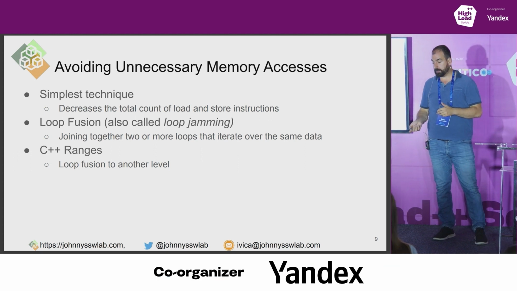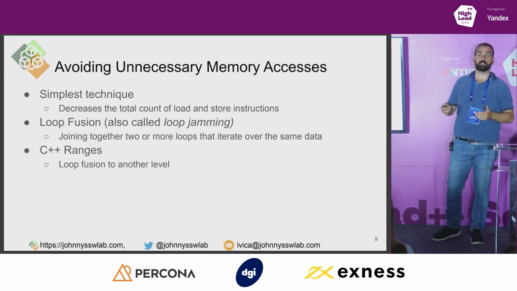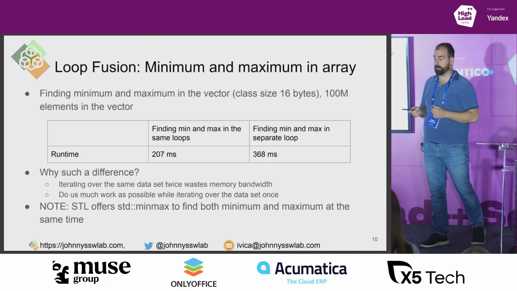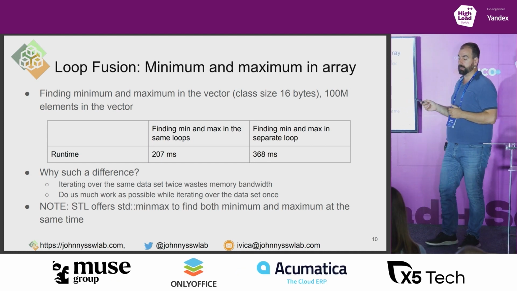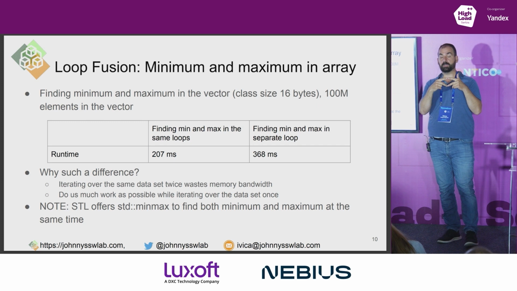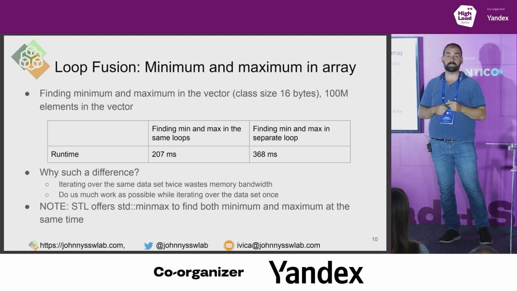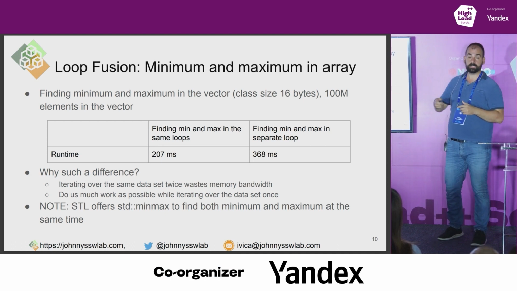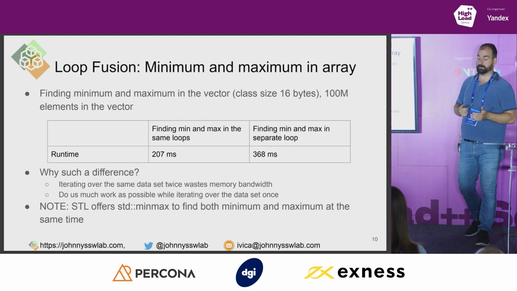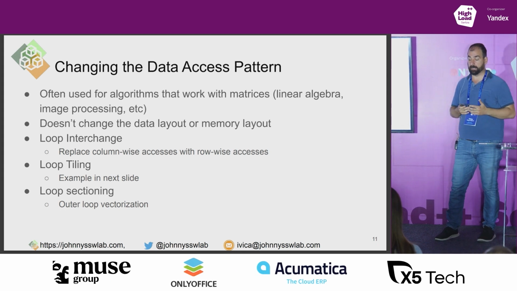C++ ranges are actually loop fusion brought to another level. So I have an experiment here. I had a vector, class size 16 bytes, with 100 million elements. When I had a loop-fused minimum and maximum, it took 270 milliseconds. But when they were in separate loops, it took 368 milliseconds. So you remove, instead of accessing 100 megabytes of data, you access 50 megabytes of data.